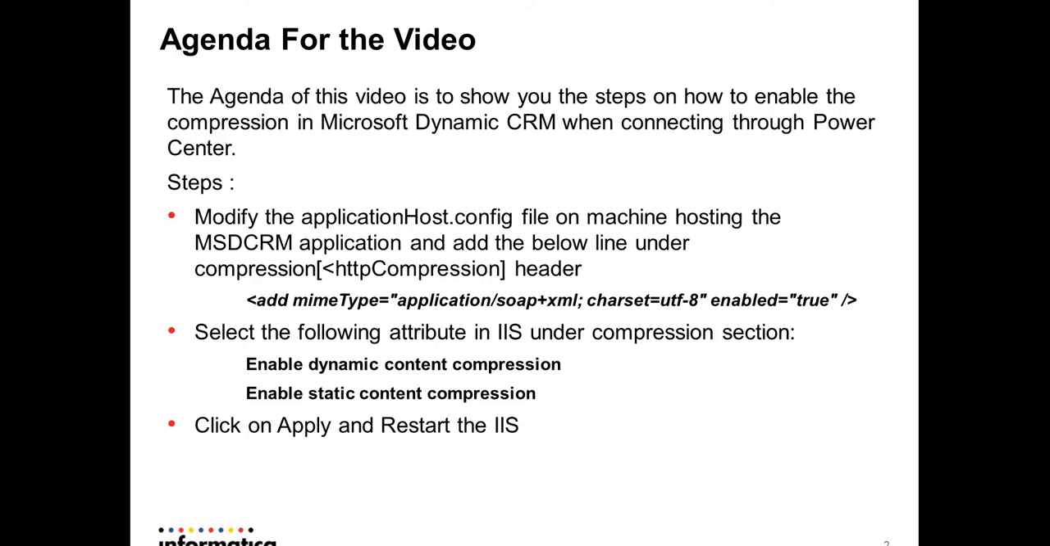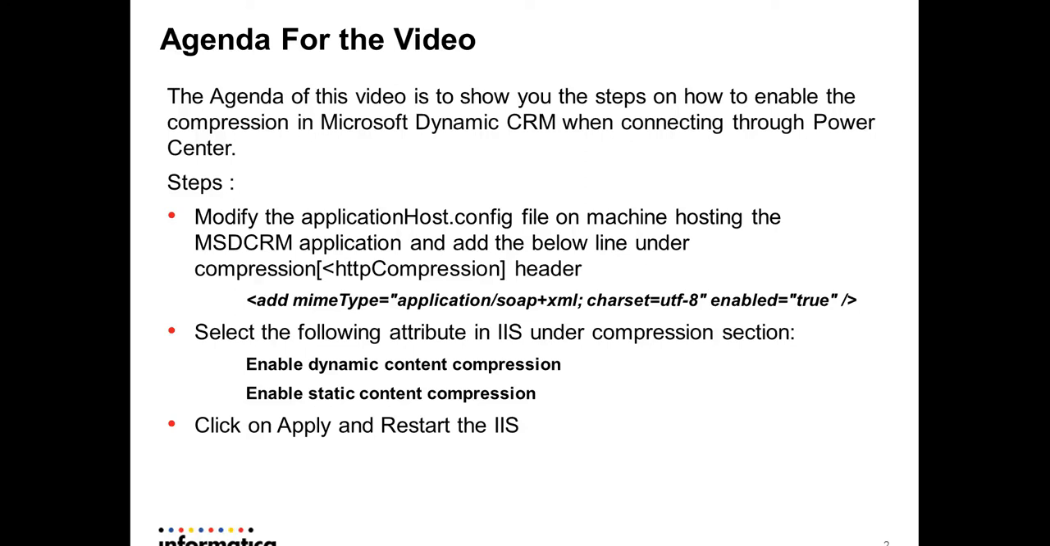So what we have to do here is add this line. You see the bold line here. Add mime type equal to application plus XML, character set equal to UTF-8, enabled equal to true. We have to add this line under both the child elements, under static type and the dynamic type, and save this file. Okay, so we are done with step number one.